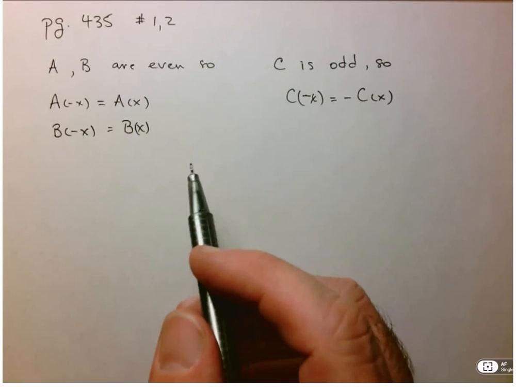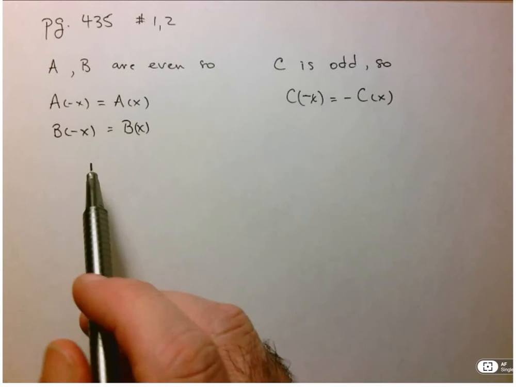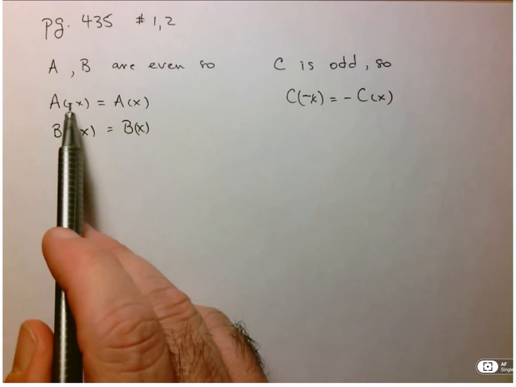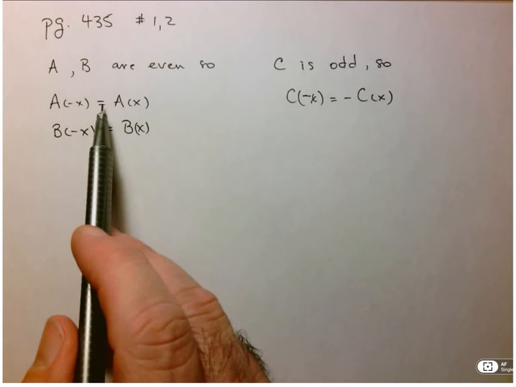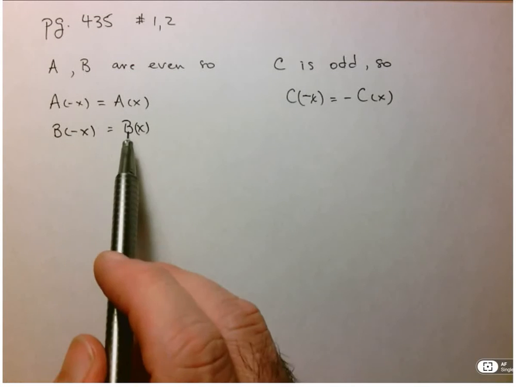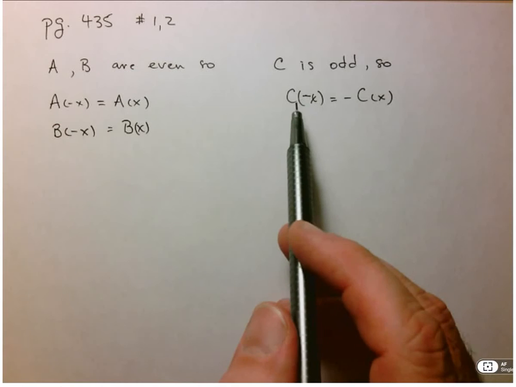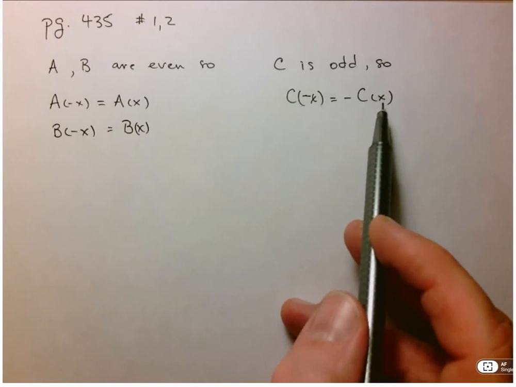Okay, so let's remind ourselves what it means to be even or odd. So A and B are even. It means that if I apply A to negative x, it should be exactly the same as A of x. B applied at negative x should be the same as B of x, whereas for an odd function, which is C, C at negative x is the negative of C at x.